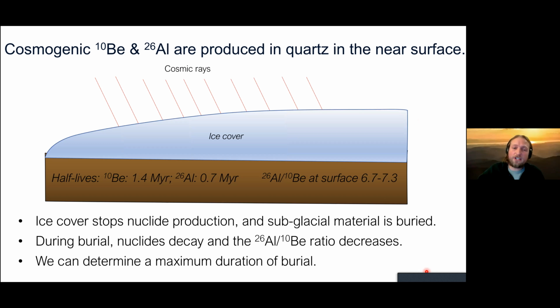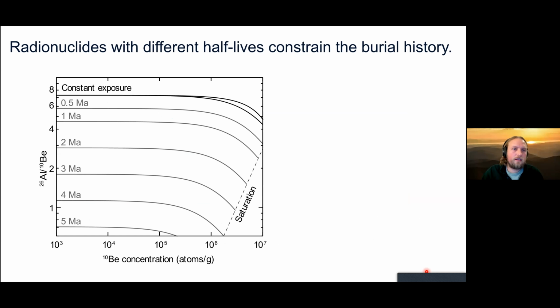Because if an ice sheet advances over that landscape, nuclide production stops, and then the nuclide inventory begins to decay at those different rates. And that initial ratio of aluminum to beryllium begins to decrease. From that, we can determine a maximum duration of burial. These radionuclides with different half-lives constrain our burial history.